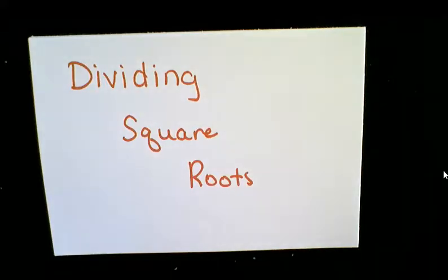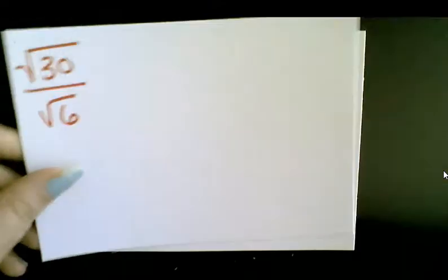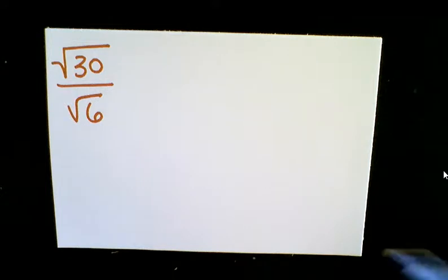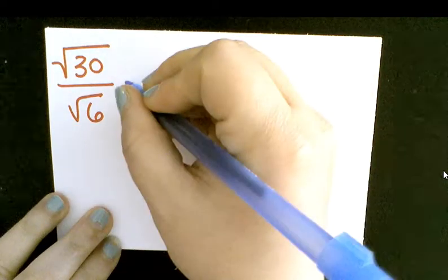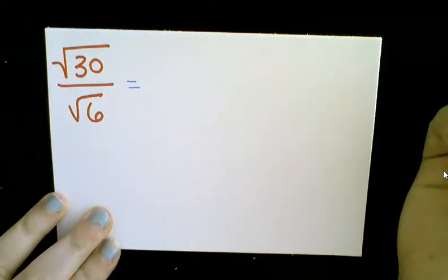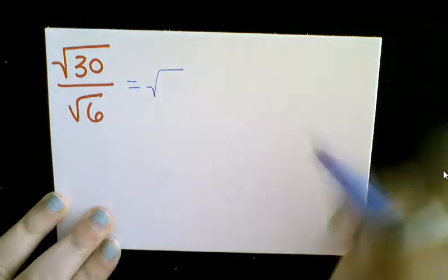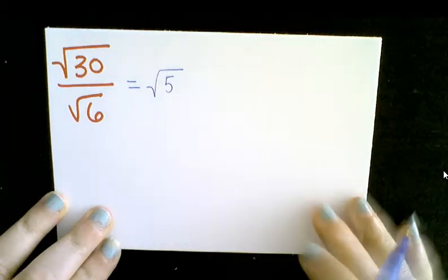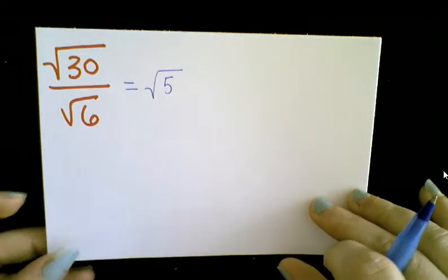Hi, today we're going to look at examples of how to divide square roots. If you encounter a problem where you have a radical in both the numerator and denominator, and those numbers are divisible, you can simply divide and the answer stays under a radical. So 30 divided by 6 would be 5. So the answer to the square root of 30 divided by the square root of 6 would be the square root of 5.